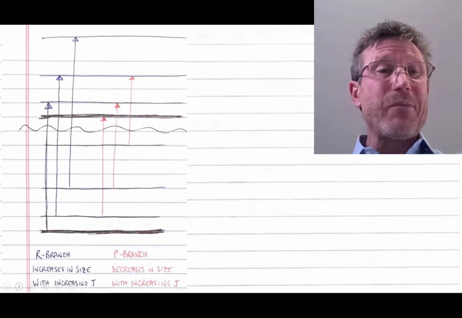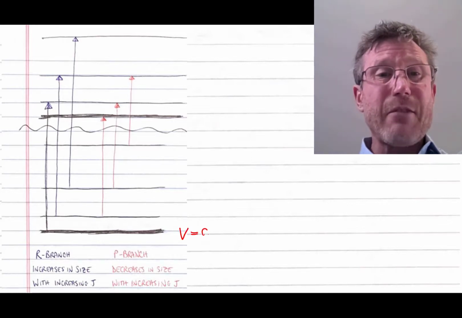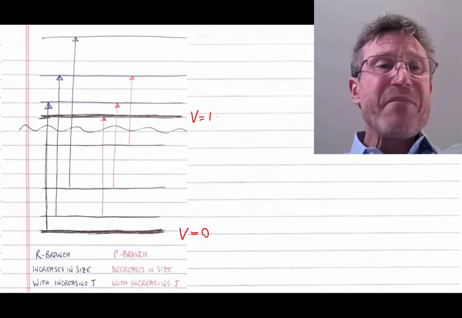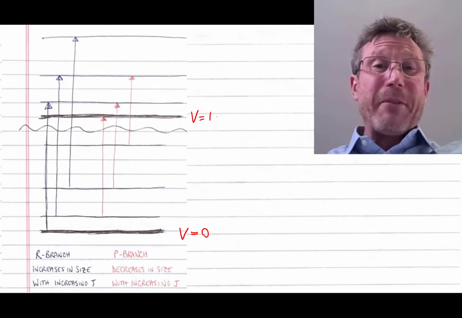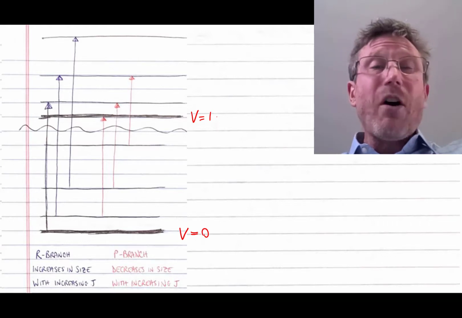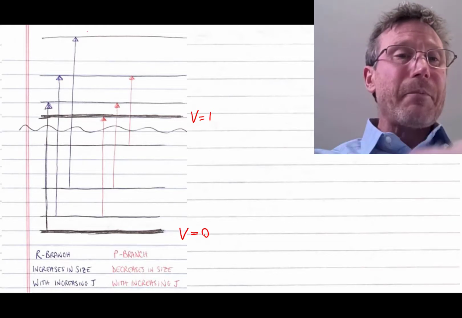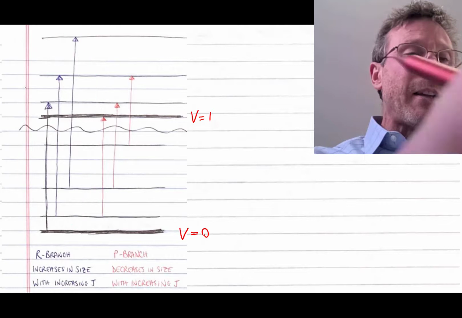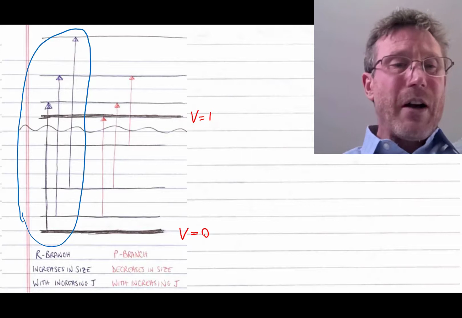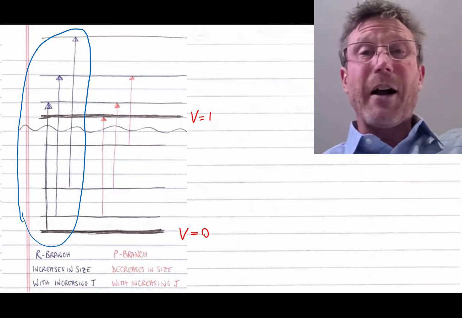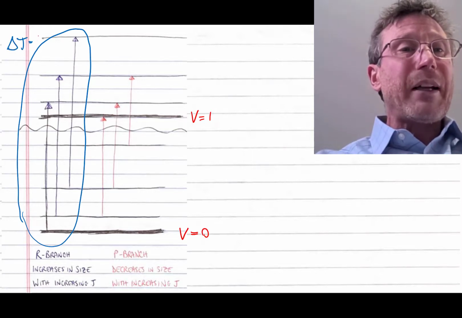So it turns out this is what happens, right? Let's say this is V equals 0 and V equals 1 over here, and what happens with that selection rule? We have a +1 change in V, but we've effectively got two branches here. On the left hand side, we've got a vibrational transition, but we've also got a delta J that's equal to +1.